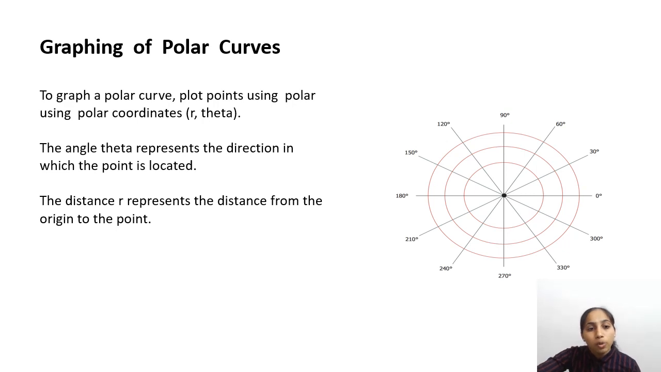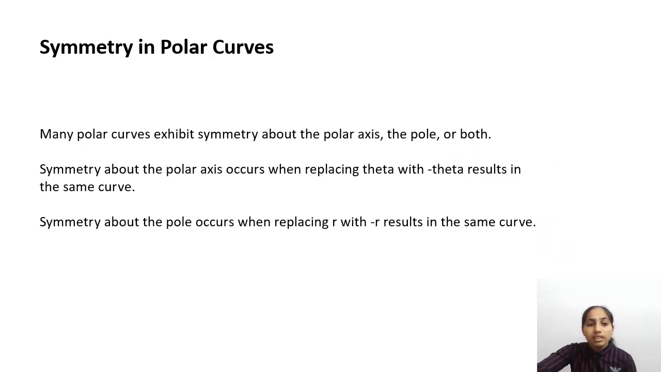To graph a polar curve, plot points using the polar coordinates, that is (r, theta). The angle theta represents the direction in which the point is located. The distance r represents the distance from the origin to the point. In the following picture we can see the distance from the origin to the point. We will move on to the next slide, that is symmetry in polar curves.